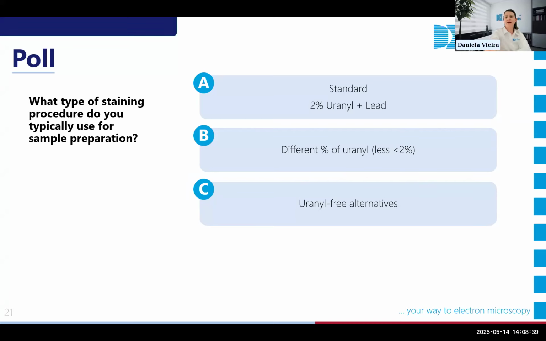We have a standard 2% uranyl plus lead. We have different percentages of uranyl, it could be less than 2% or sometimes more than 2%. And we have uranyl-free alternatives. Please take a moment to answer it, and we will be closing in 30 seconds.